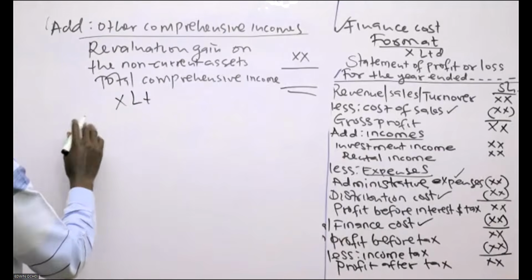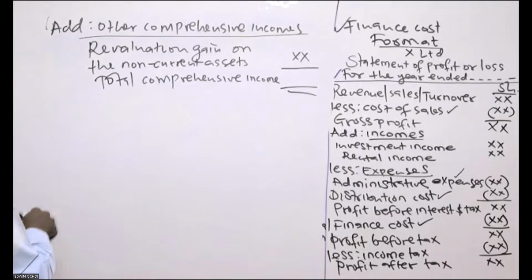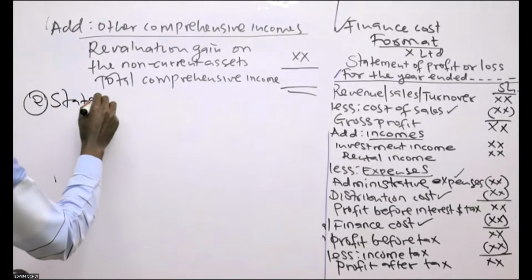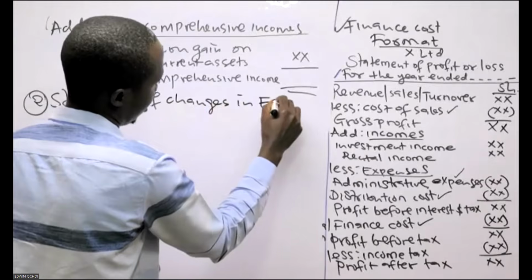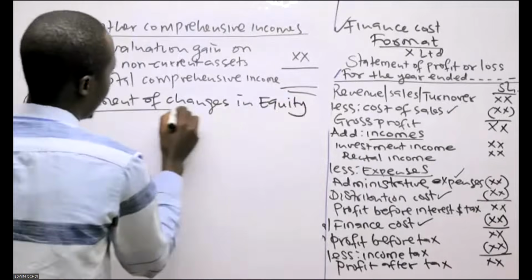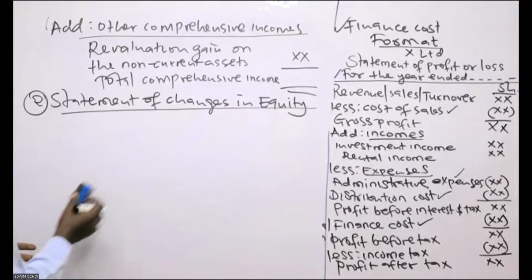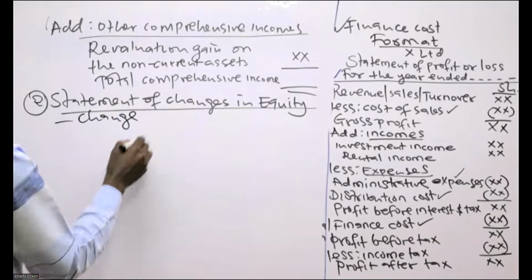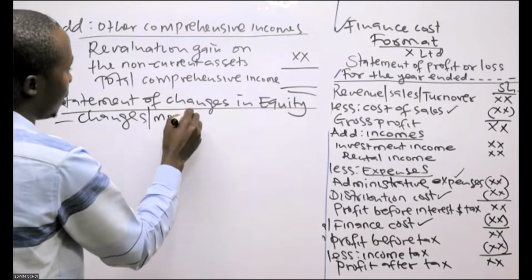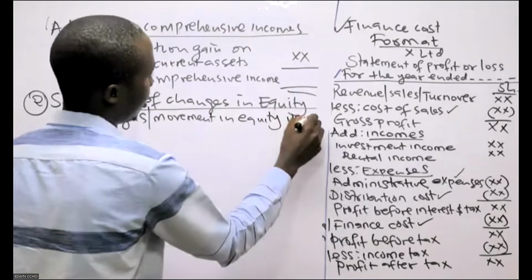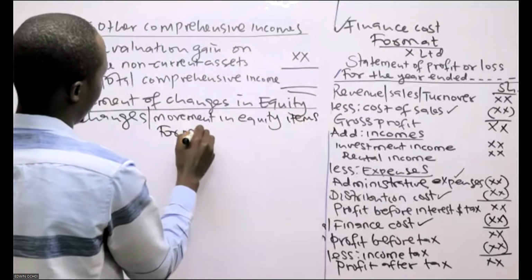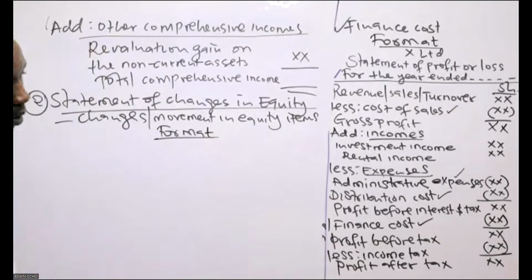So then, statement number 2, the published one, is the statement of changes in equity. Remember that here we are going to talk about changes in equity components, the movement in equity items. So the main thing is the format for this.